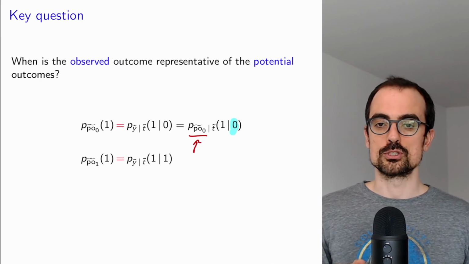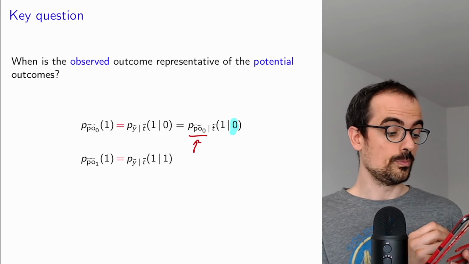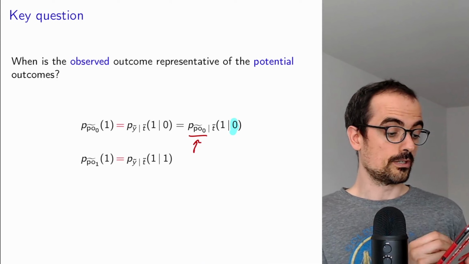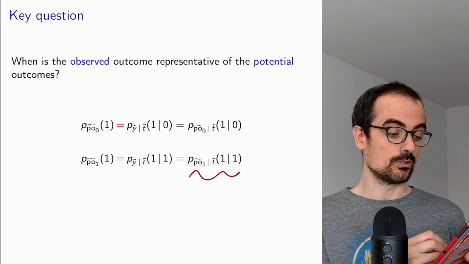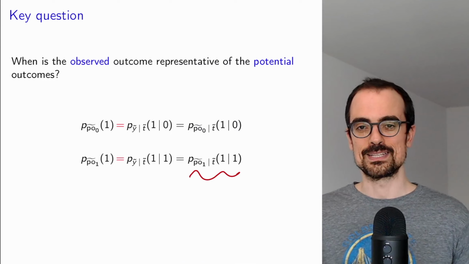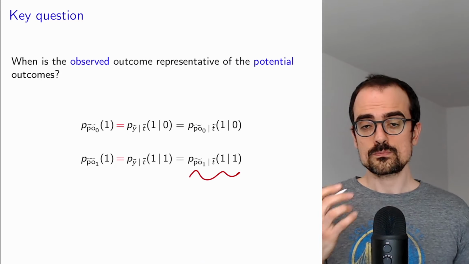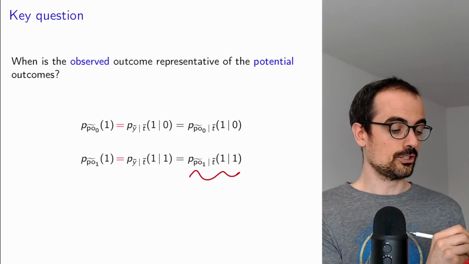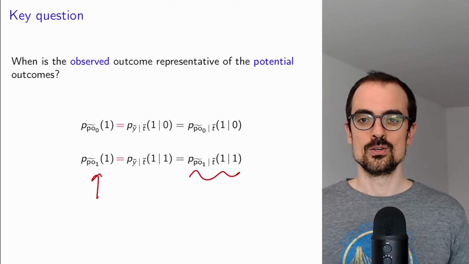Same thing for the potential outcome associated with treatment. We would like it to be equal to the observed outcome given treatment, but that observed outcome given treatment is the potential outcome associated to treatment conditioned on being in the treatment group. So if systematically we're putting healthier people in the treatment group, we're not going to get a good estimate of the potential outcome associated with treatment.